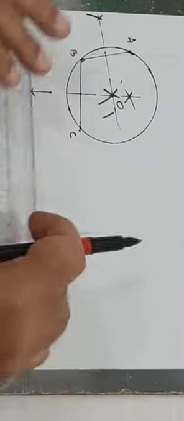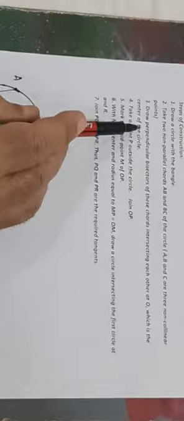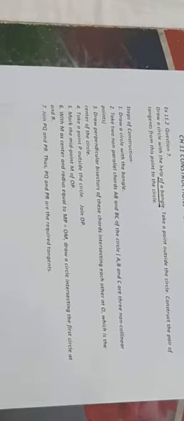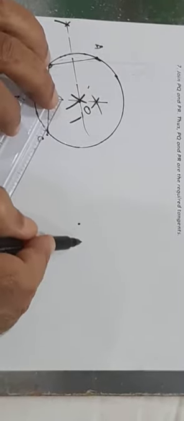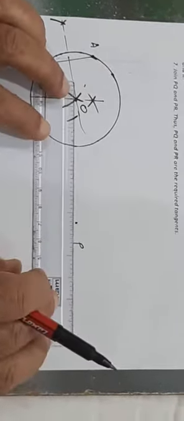Okay, now take any point P outside the circle. What is the question? Construct the pair of tangents from the point to the circle, taking the point P outside. So you can take a point outside the circle, anywhere you can take. Suppose this is a point P. Now join OP.